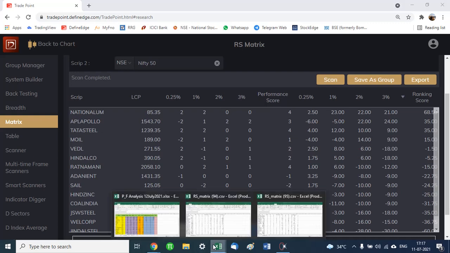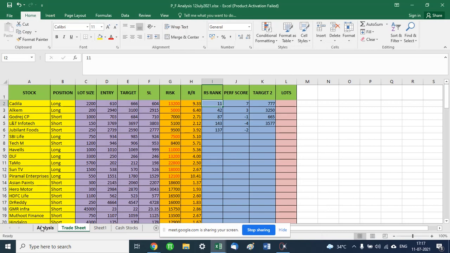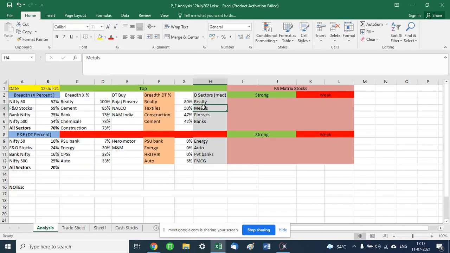That's what I do here when I present this report in our group. Once I identified the sector, like metals is a bullish sector, I will put Nalco and APL Apollo names here as strong stocks for possible buying. So similarly, I can look at realty.